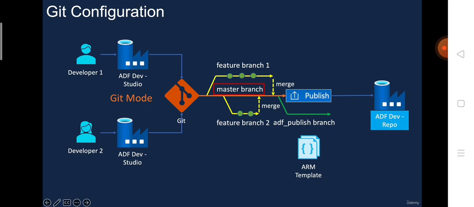No direct development should be allowed in the master branch. Instead, developers will create feature branches to do the development work, and that's merged to the master branch via a pull request. Once you publish the code from the master branch, that creates the ADF publish branch with the ARM template. I'll talk you through the development process in detail in the next lesson, but this is all we need to know to configure the Git repository.